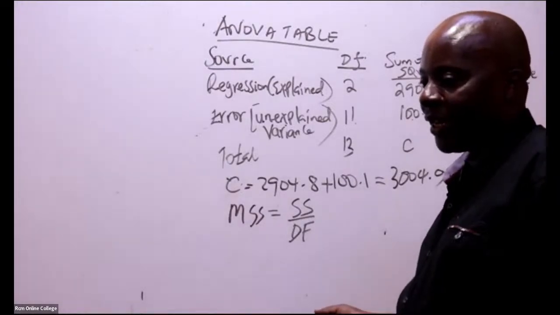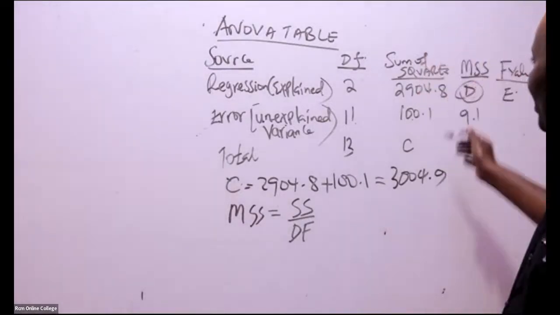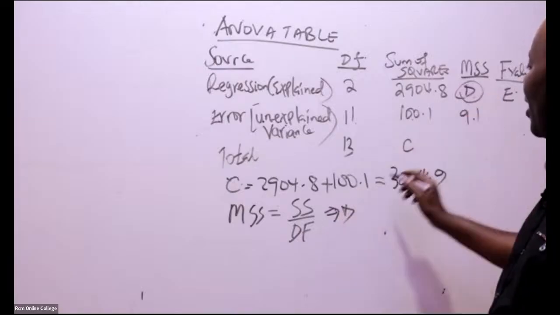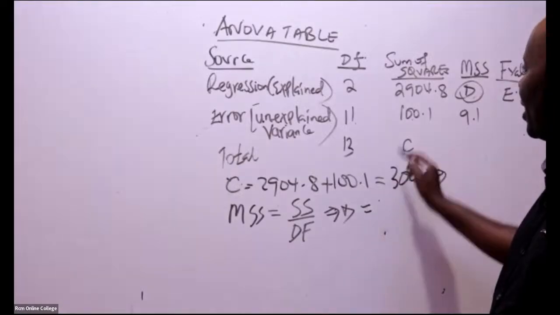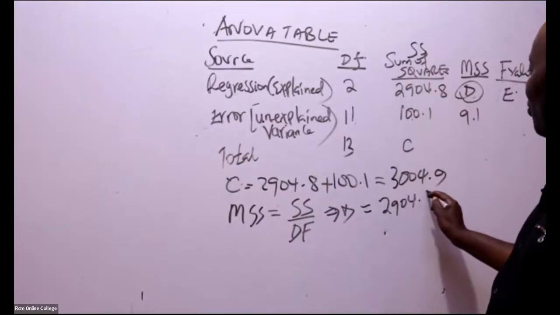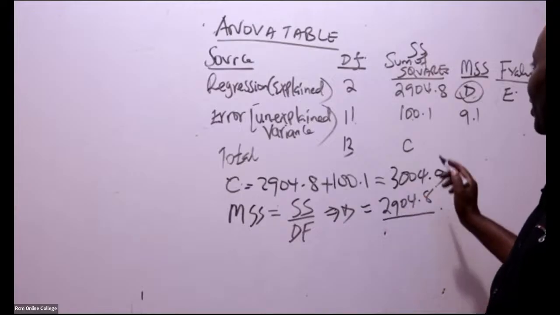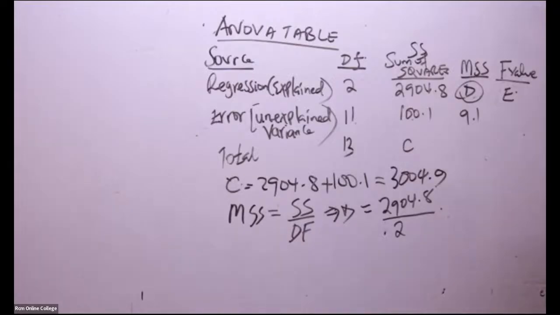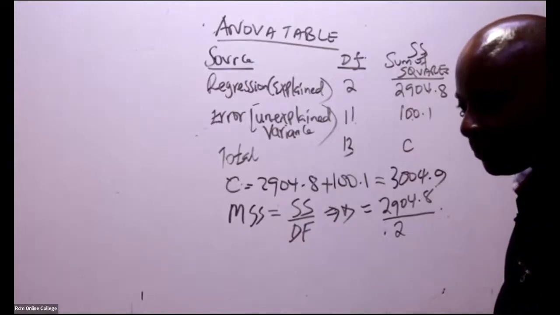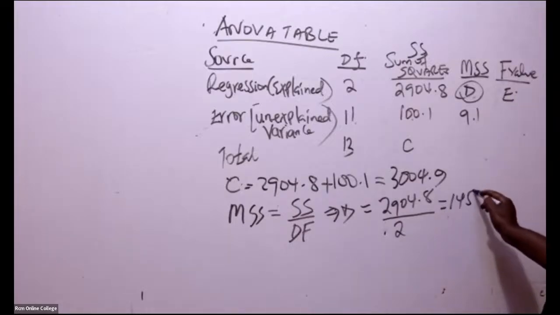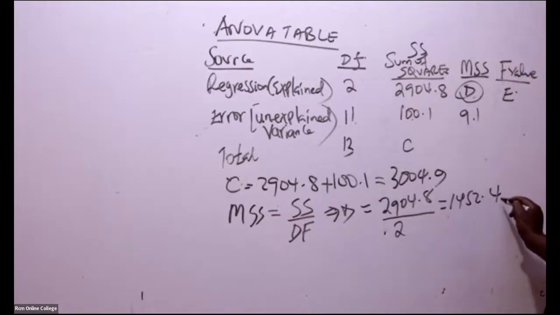Yeah, you divide. So to get this D, which is the mean sum of square, you will take the sum of square given here, 2904.8. We divide this by the corresponding degrees of freedom, which are 2. Already somebody has an answer. They are telling me it is 1452.4.